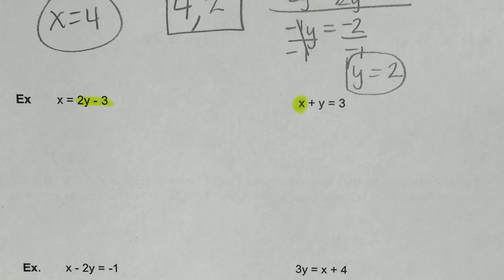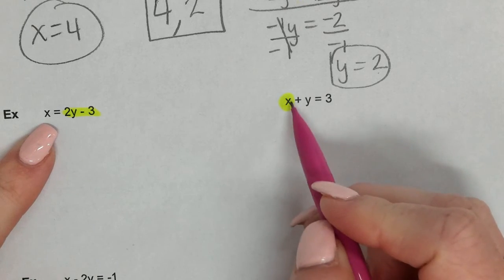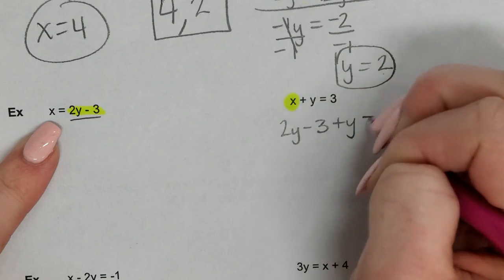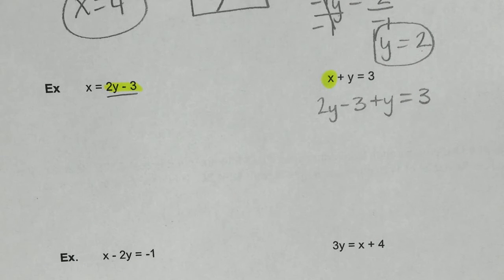Oh, yeah, y'all can try this one on your own. It's not distributive. I thought it was. Okay, so I'm just going to set it up and then let y'all figure it out on your own from there. So instead of this x, I'm going to put this. 2y minus 3 plus y equals 3. So y'all want to try it from here? Okay. It's just like solving an equation, right? Yeah, so you're solving for y.